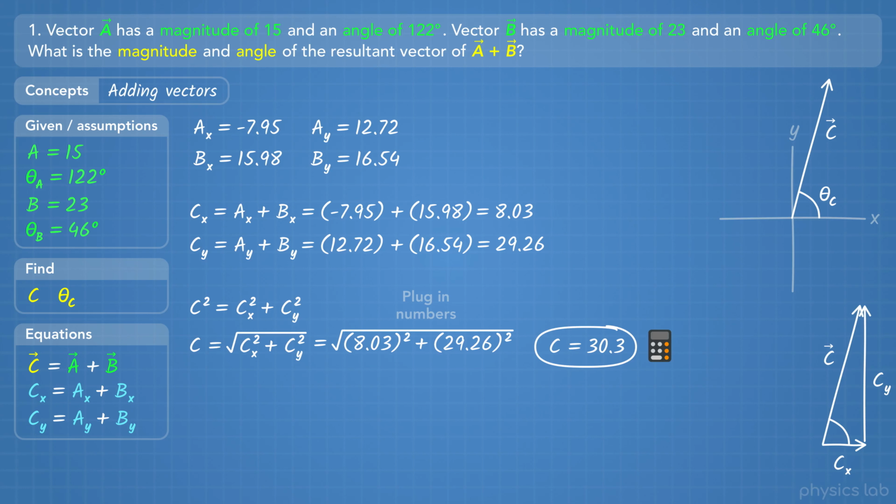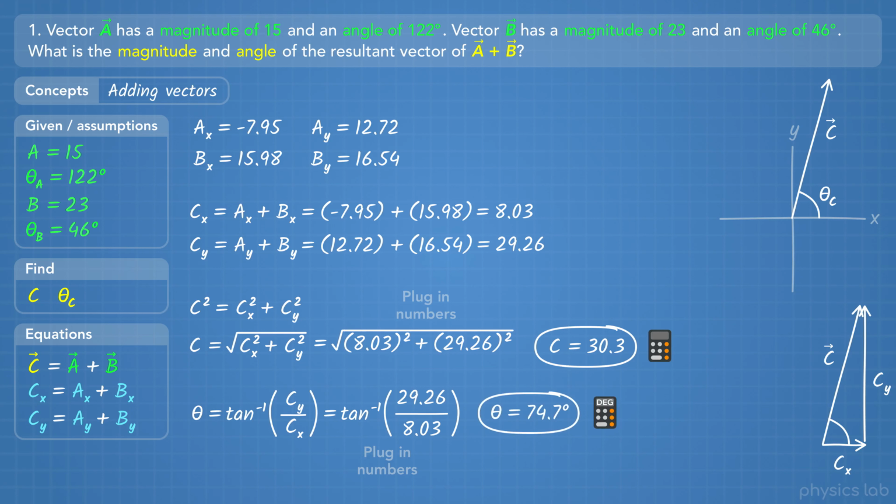To find the angle, we use the inverse tangent function, where theta is equal to the inverse tangent of the y component over the x component. When we plug in the values of cy and cx, we get 74.7 degrees for the angle theta. The angle we found is the reference angle between vector c and its x component, which is how the tangent function works. cy is the opposite side and cx is the adjacent side to this angle.